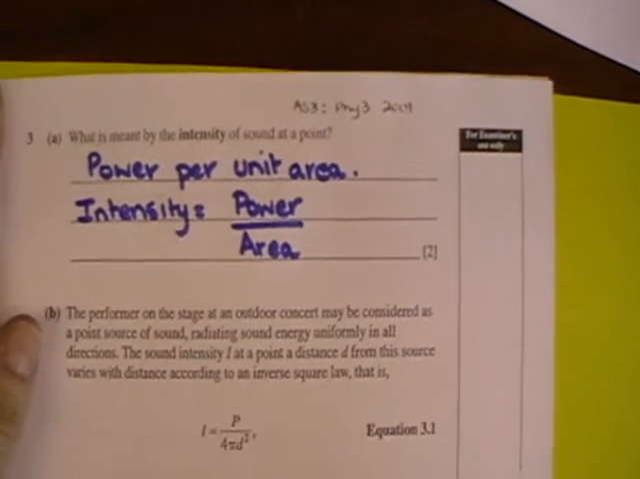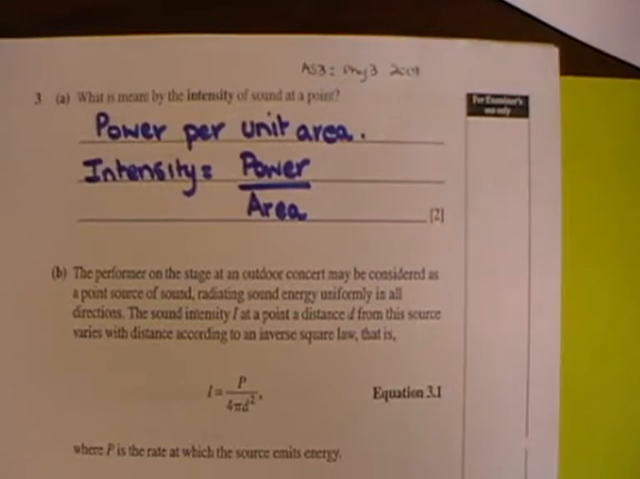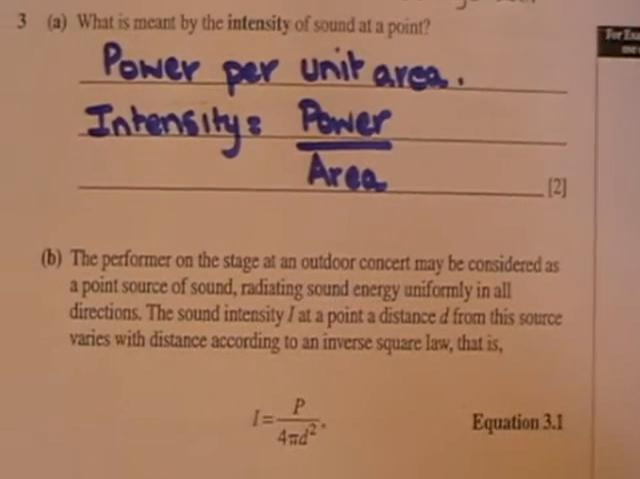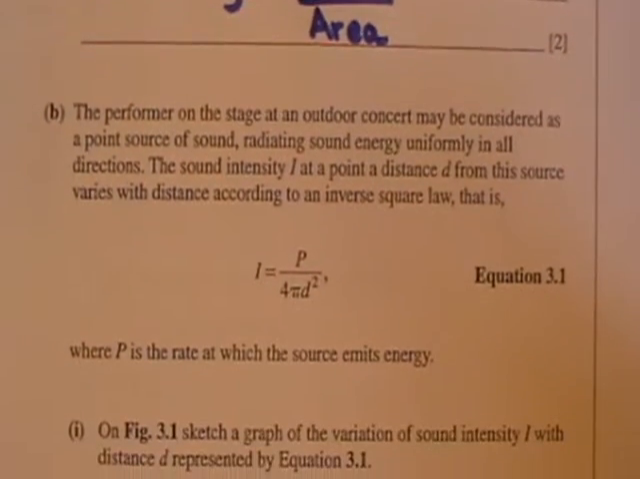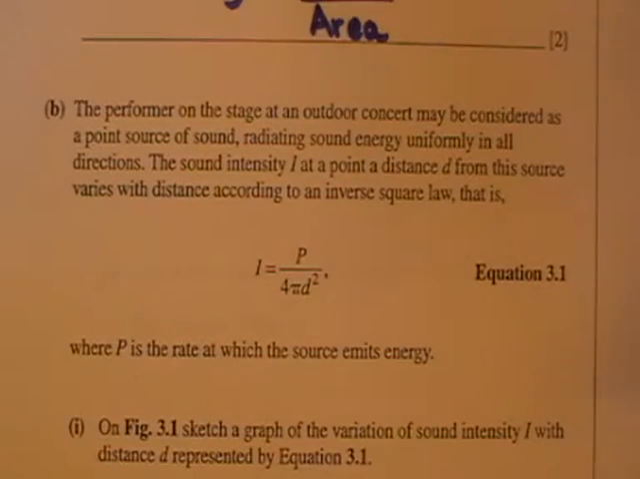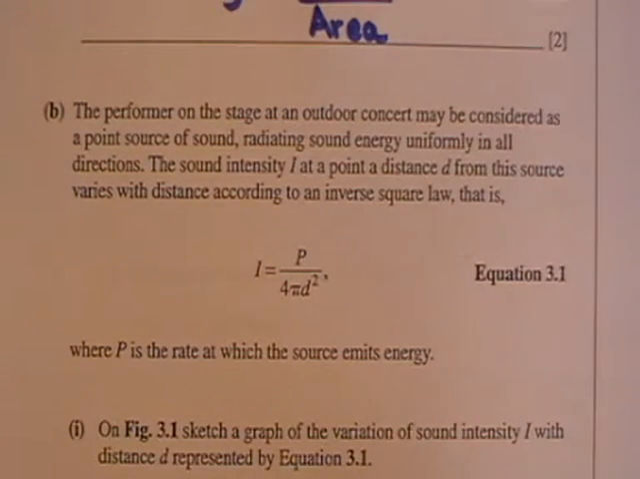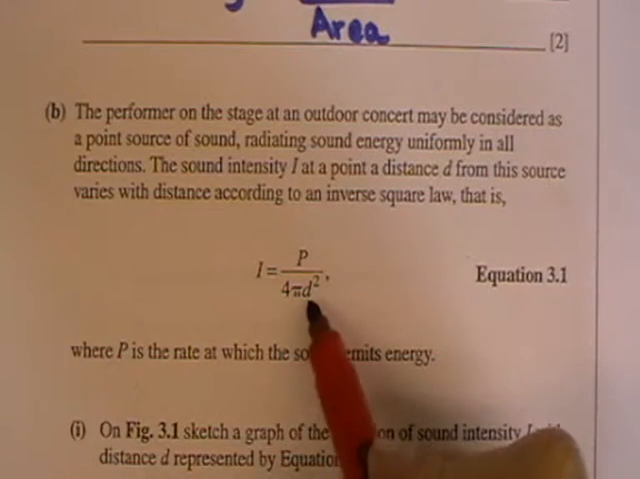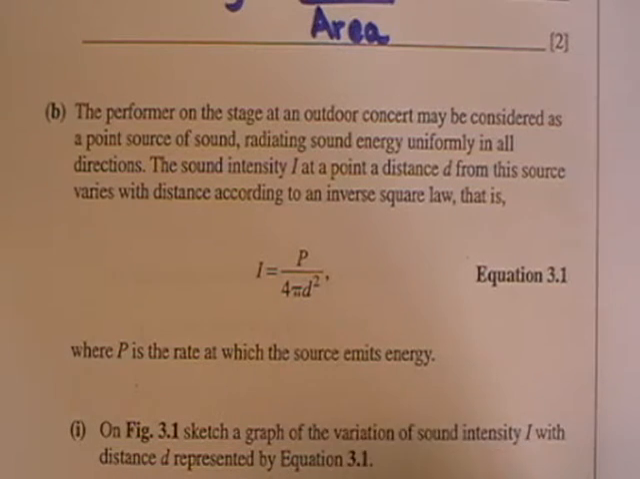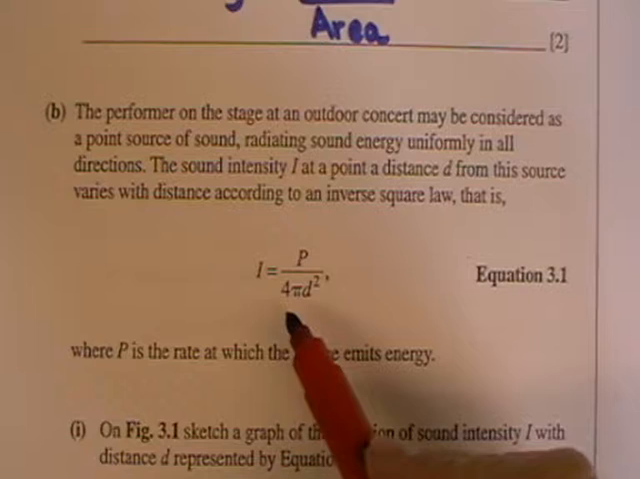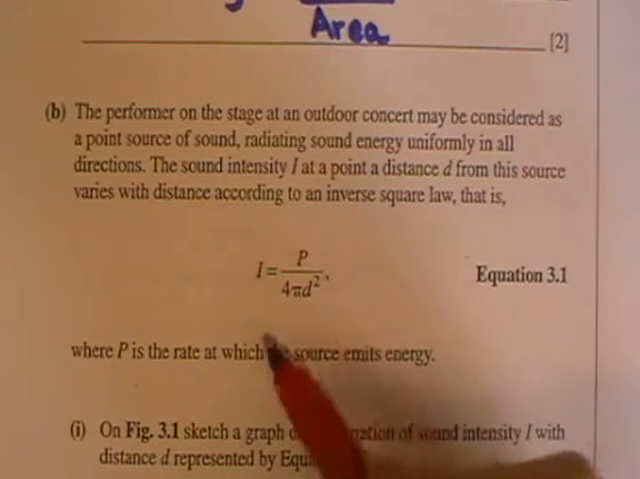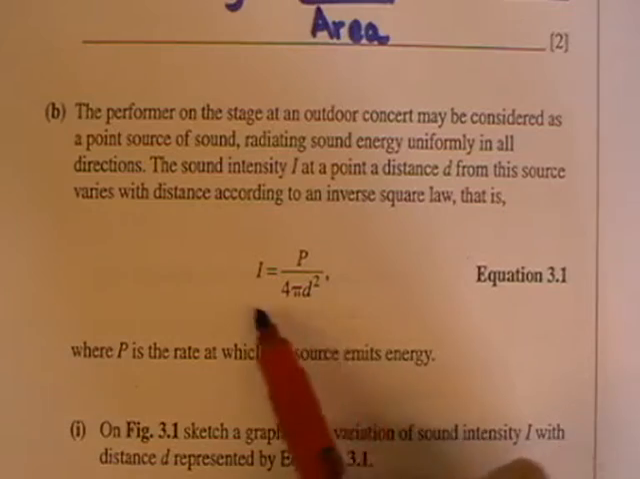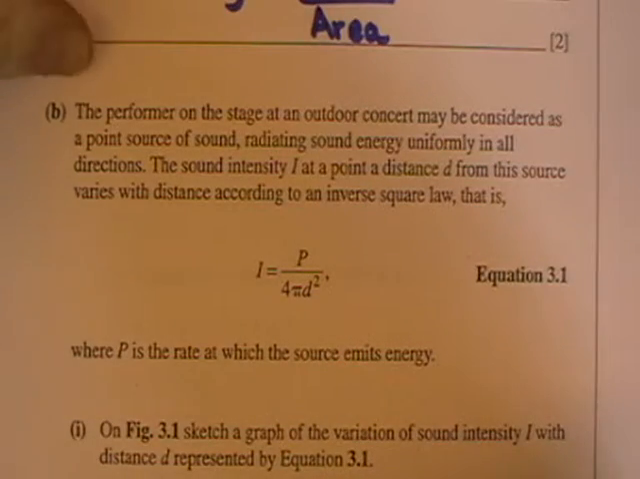The next question. The performer on the stage of an outdoor concert may be considered as a point source of sound, radiating sound energy uniformly in all directions. The sound intensity I at a point at a distance d from this source varies with distance according to an inverse square law. That is that I is equal to power over 4 pi d squared, where d is the distance away from the source. Now the idea is that the source radiates uniformly in all directions, i.e. over the surface of a sphere, and this gives you the surface area of a sphere, 4 pi d squared.